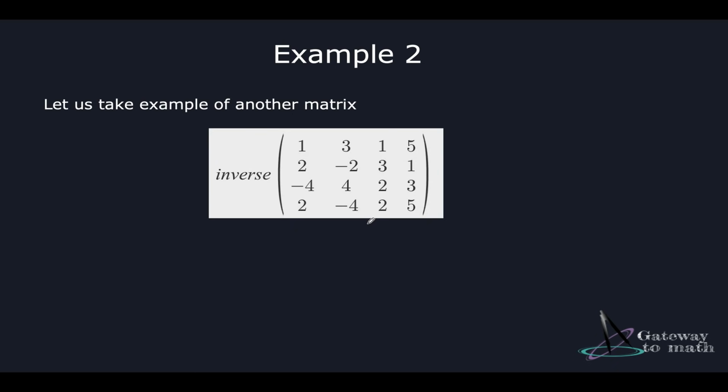Okay, please write down the matrix again. 1, 3, 1, 5 in the first row, 2, -2, 3, 1 in the second row, -4, 4, 2, 3 in the third row, 2, -4, 2 and 5 in the fourth row. So step first, what is the first step? We will be calculating the determinant.